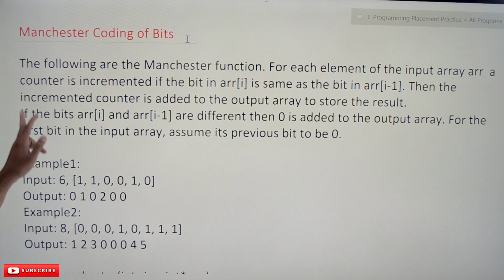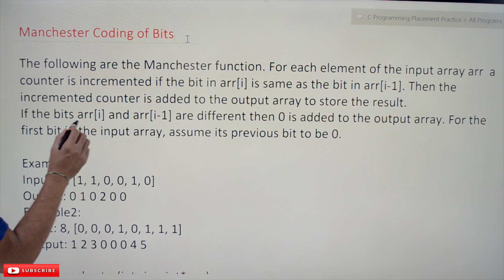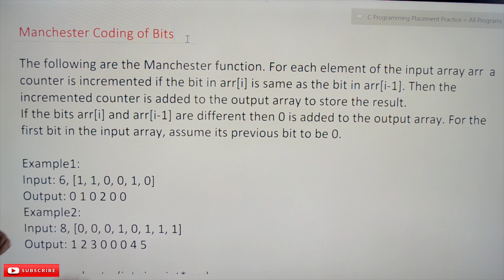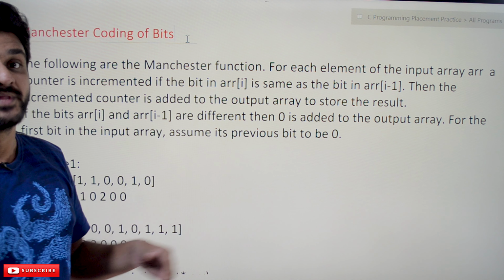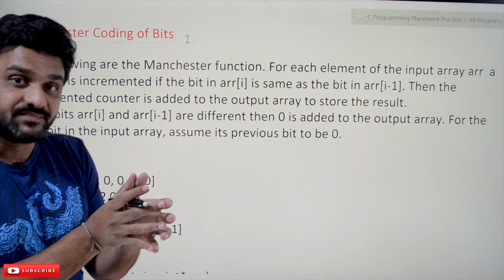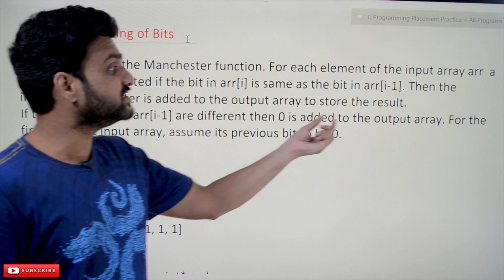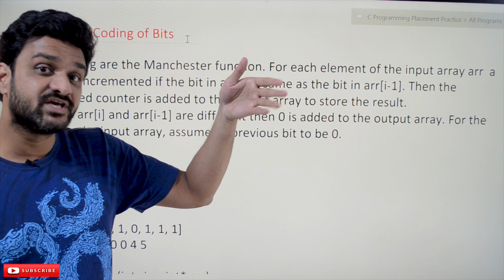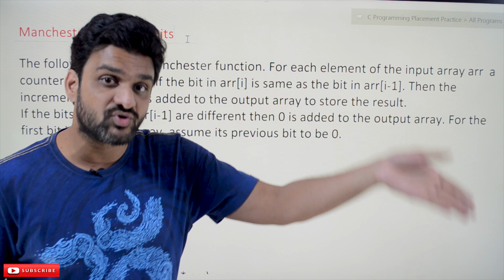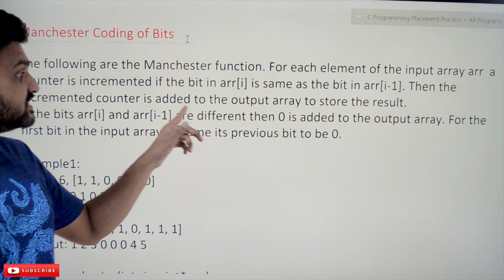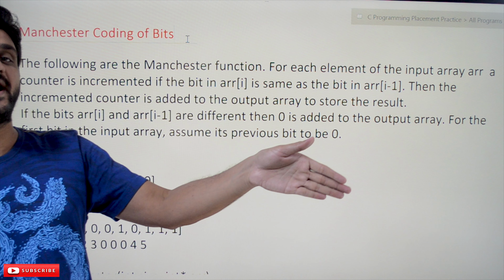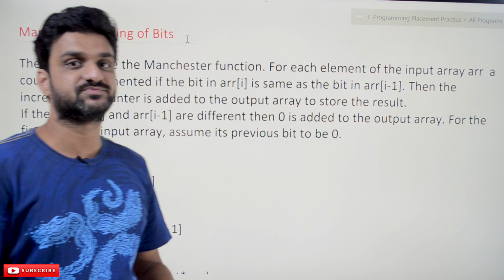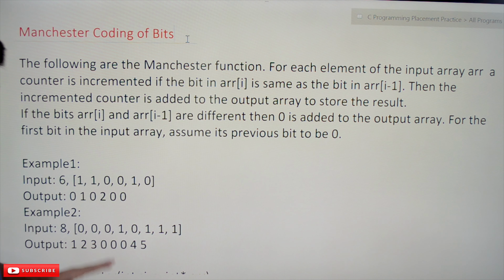Apart from that, there are many other conditions. If the bits of ARR of I, the present element, and ARR of I minus 1 are different, then 0 is added to the output array. In the previous case, if they are the same, we increment the counter and store that incremented value into the new array. If they are different, 0 has to be added to the output array. So these are the conditions for encoding the bits that are being transmitted, and that is done by this Manchester function.